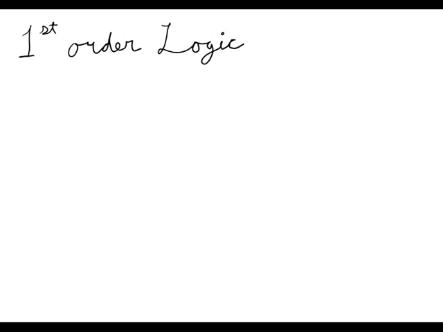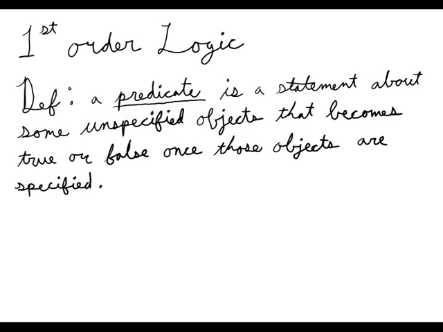This video is about first-order logic. First-order logic is about predicates and quantifiers. A predicate is a statement about some unspecified objects that becomes true or false once those objects are specified. We can think about a predicate as something like a property an object could have, or a relationship between objects.